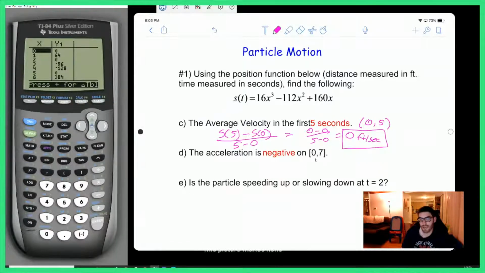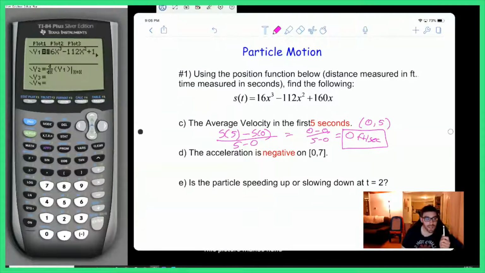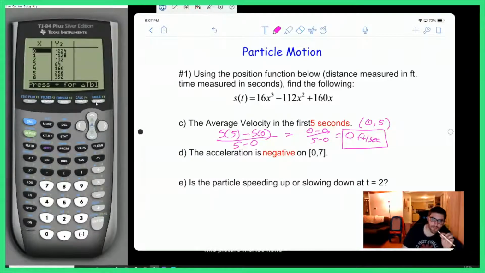Acceleration is negative on 0 to 7. If I need to figure out when the acceleration is negative, I can either find the moments that the velocity is decreasing, or I can just find the derivative of velocity and find out when it's negative. I think I'll do that because that's easiest. So let's go here, and in Y3, I'll plug math 8. We'll do respect x, vars, y vars, function y2, differentiate y2 for all values of x, go back to the table. So on 0 to 7, is the acceleration positive or negative?